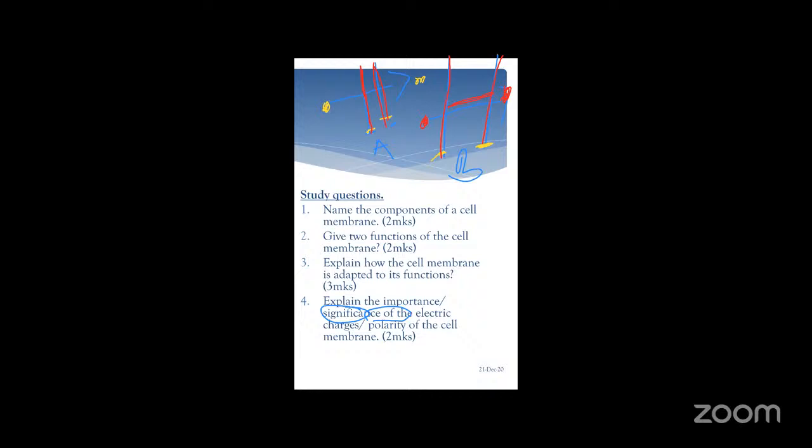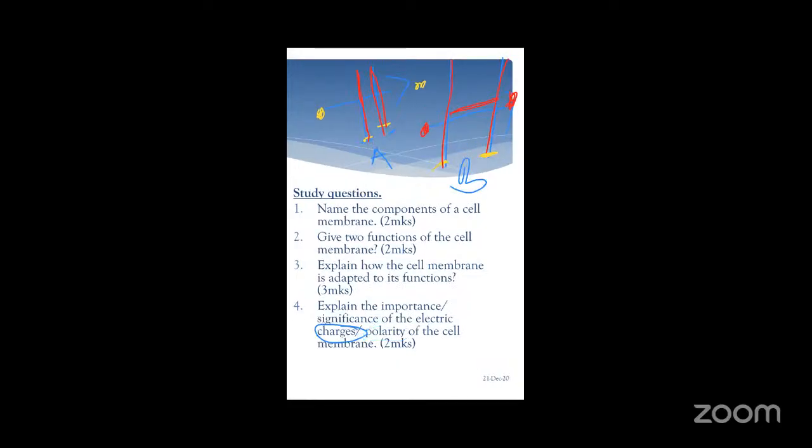So explain the importance or significance of electric charges in a cell membrane. You'll say the cell is able to detect changes in the environment. So when the temperature changes, the cell is able to detect because it has negative and positive charges. When the pressure changes, the cell is able to detect. So the explanation here will be: the cell is able to detect changes in the environment.